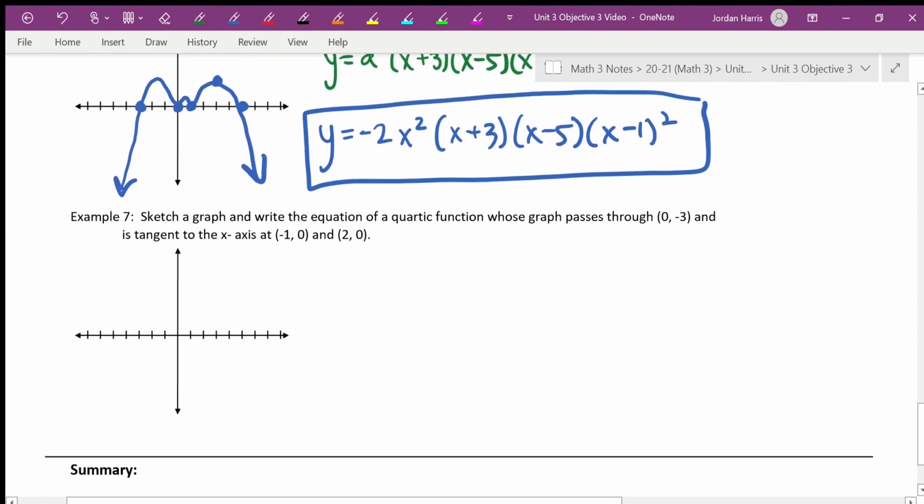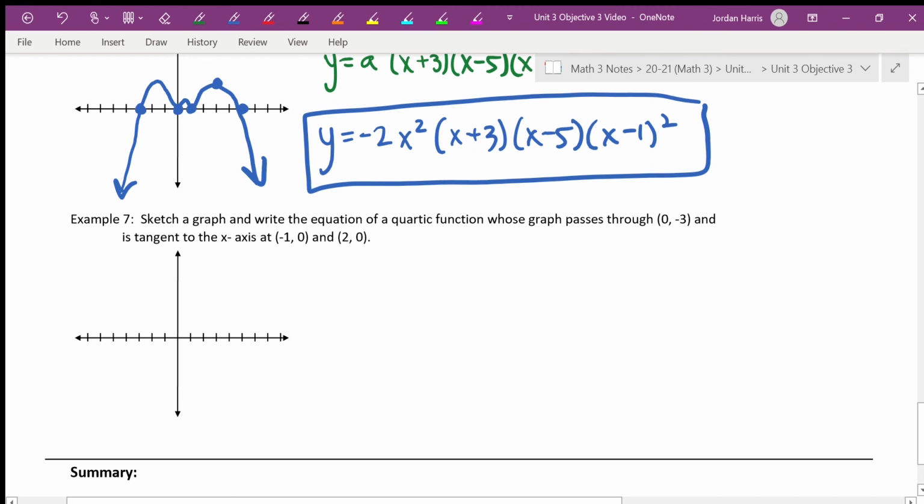Okay. And we get to the last one. Sketch and write the equation. Once again, notice those things, read carefully. Of a quartic function, so that's a 4th degree, whose graph passes through, so that's multiplicity of 1, that point, and is tangent, that is a multiplicity of 2, at these 2 points. A lot of people get thrown off. Passes through, so I have 1, 2, 3, 4, 5. Wait, that's a 5th degree. Pay attention. A lot of people just read it and don't really pay attention.